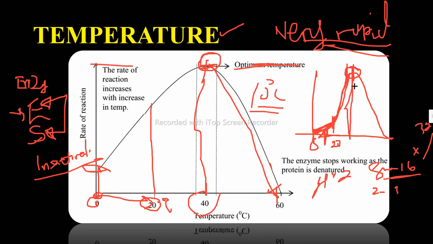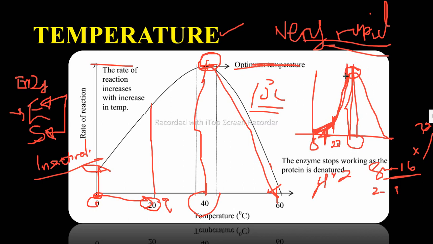And you will have a maximum rate of reaction at optimum temperature. Why? Because at optimum temperature, all enzymes are fully activated with the highest kinetic energies possible between the enzyme molecules and the substrate molecules, and hence the rate at which enzyme molecules are colliding with the substrate molecules is going to be high at optimum temperature, so that you have the highest rate of enzyme controlled reaction.